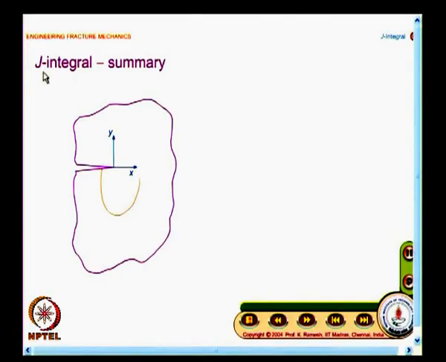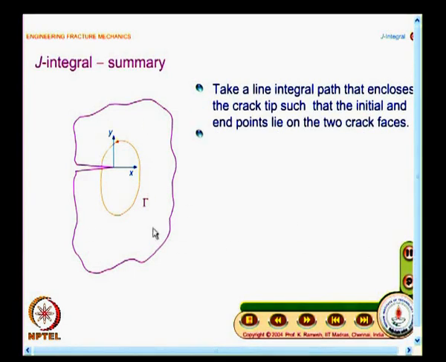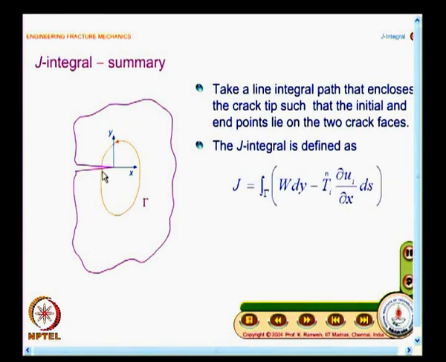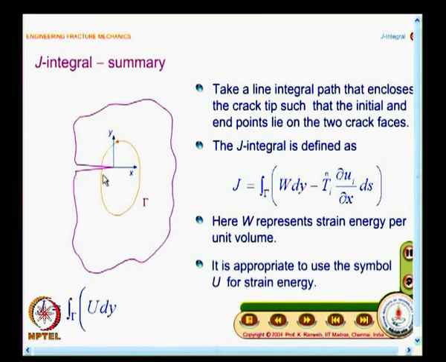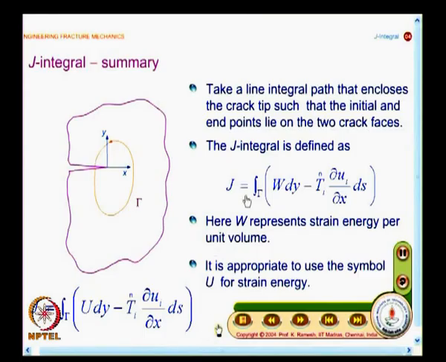So, we will see in a summary what is J integral. I have a two dimensional cracked body. I start the contour from one of the crack faces and it ends in the other crack face, and the crack faces are not loaded, and the integral of the type J equal to W dy minus T n i ∂u i by ∂x ds. This is how you see in books.